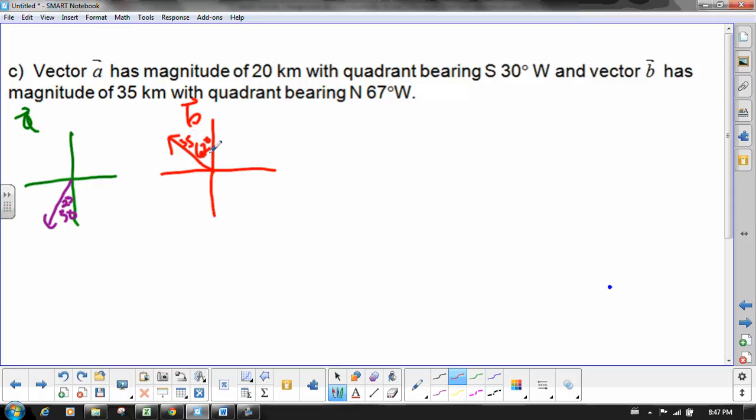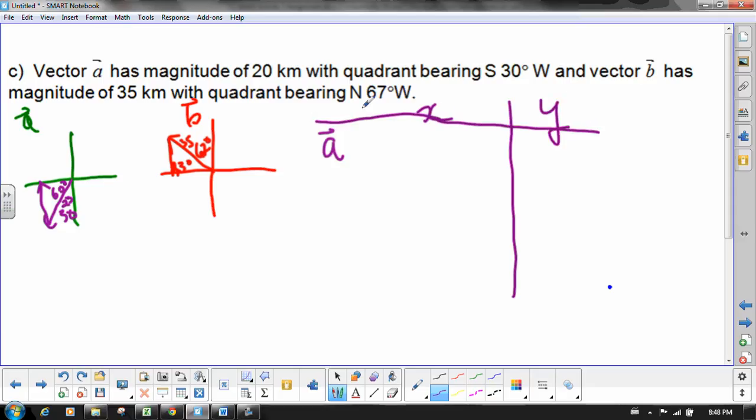All right, so now I'm going to put in some other information. If this is 67 degrees, this one right here must be 23, which is going to be really important because I'm going to turn it into a right triangle. The vector A, same thing right here. This is going to be 60 degrees if it's 30 degrees south. Okay, so then now I'm going to break it up into components.